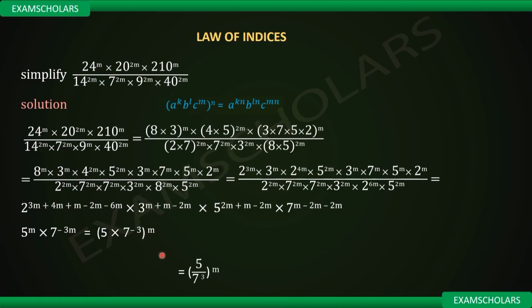You can apply the law of indices. Your 5 will be here. This 7 will come down as 1 over. So that is why it's done. 7 raised to the power 3. Then you have your m outside. You can still have your answer this way: 5 over 343, close the bracket, everything raised to the power m. You see that is actually simple.